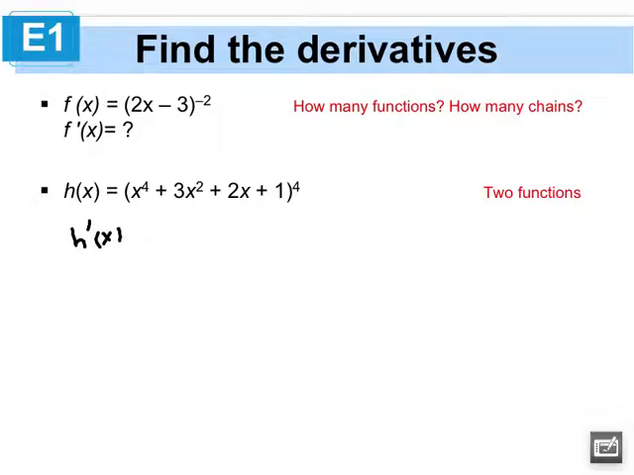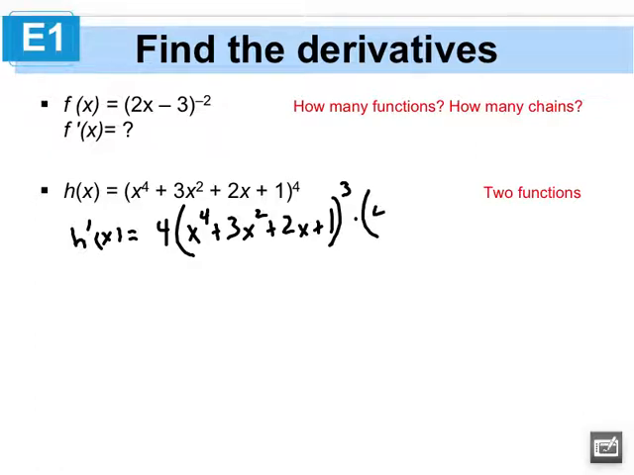H prime of x is equal to 4 times x to the fourth plus 3x squared plus 2x plus 1. You don't change that at all. Reduce the exponent by 1. Two functions, one chain. So now I chain on the derivative of that stuff inside: 4x cubed plus 6x plus 2.